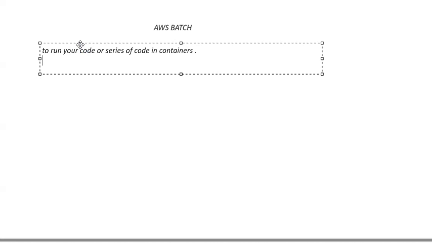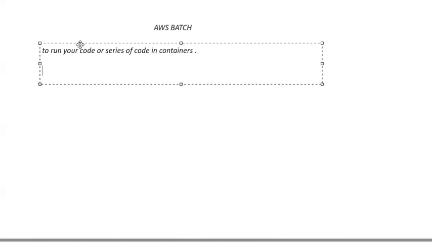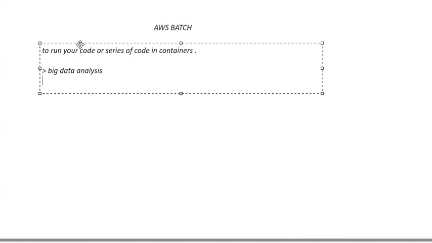So if anybody asks you when do you use this Batch, you use this Batch to run your code in where? In containers. If you want to run your code in containers, then choose this Batch. Okay, so what type of code can we run in this Batch? We can run code such as, let's say you want to analyze an ML application, or analyze a large amount of data. To analyze that large amount of data, you have to write some code, right? So during that situation, to analyze big data, you use this AWS Batch.